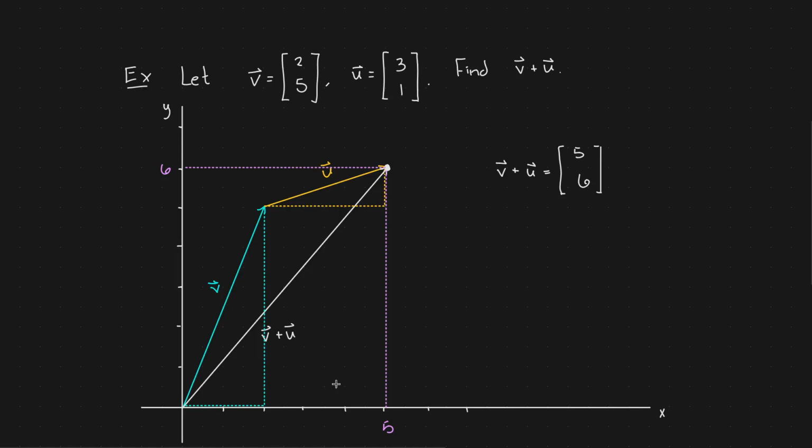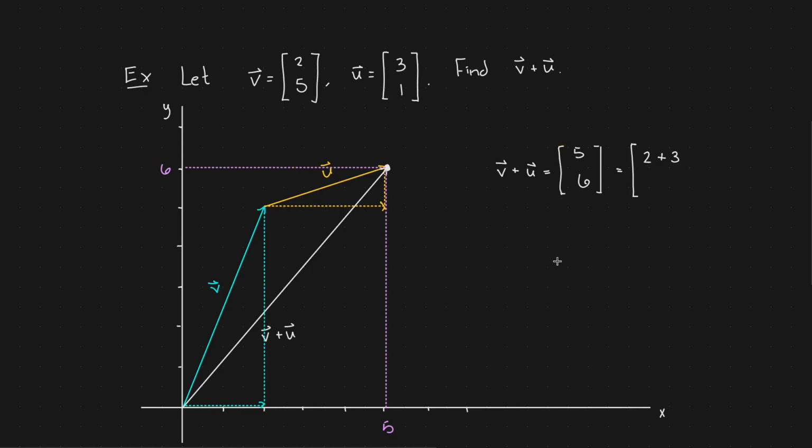Notice that the total change in x is how far I change in the x direction with my v vector, and how much I change in the x direction with my u vector, right? If I take this and take this together and put them together, that's my total change in x. So all I have to do is add the x components. So I moved 2 units in the x direction when I had my vector v motion. And then I moved 3 more units in the x direction when I had my u motion. Okay? So 2 plus 3 is 5.